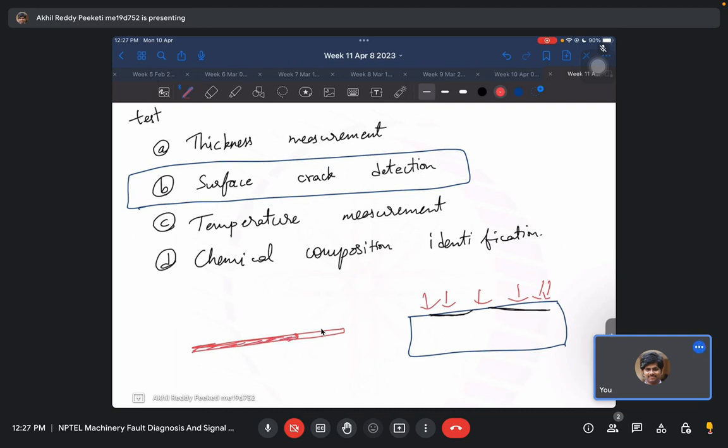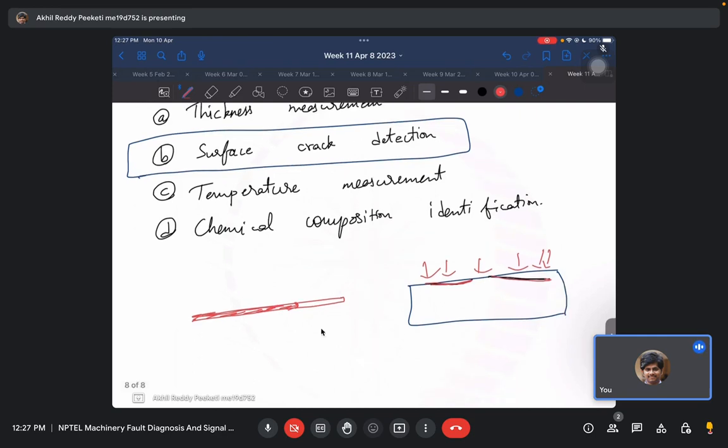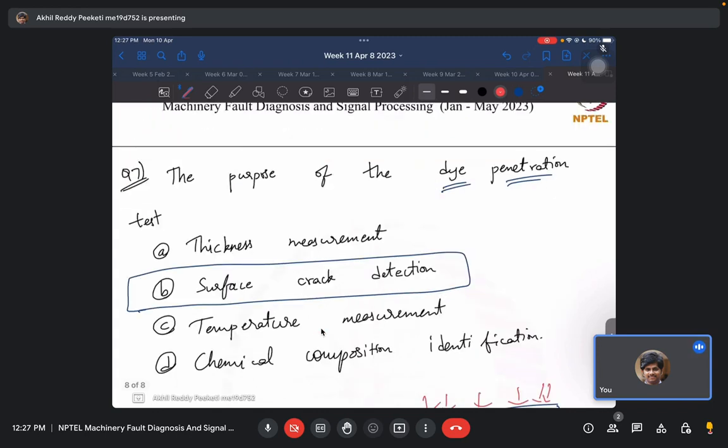Because of that, the cracks will be filled with the dye, and you can estimate the size of the cracks and see if there is any crack. So the dye penetration test works on the principle of capillary action and is used for surface crack detection. Okay.